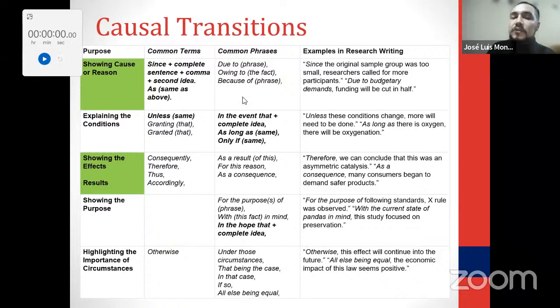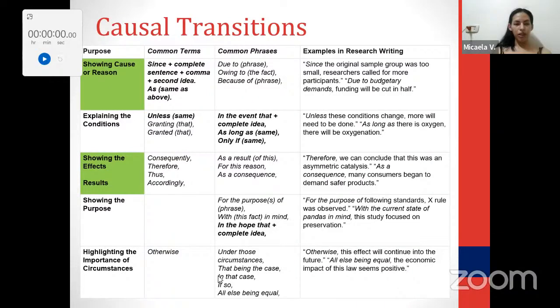There you go, right? So here you're talking about cause. Since is the same as because, right? So you say because the original sample group was too small, comma, researchers called for more participants, right? And due to, owing to, because of, they are the same. So because of is the synonym of these two, due to and owing to. So it's the same idea, right? Because of this, comma, I did that. So you're talking about the cause, the reason of something. So the other one is the same, but the focus one more time is not the cause or the reason, it is the results. So let's read also that one, please, Michaela, showing the effects.